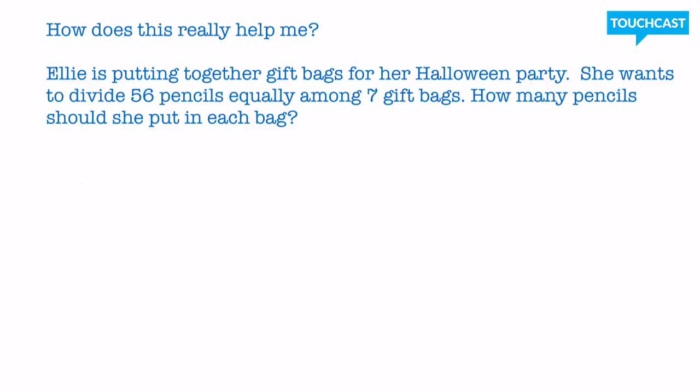Well, since we're not yet moving on to standard long division, where I would set up a traditional long division equation, I want to tap into what I know about fact families. I want to look at the numbers that I've been given. So it seems I have 56 of something, pencils in this case, being divided among 7 gift bags. So I want to use what I know about fact families to figure out an unknown.